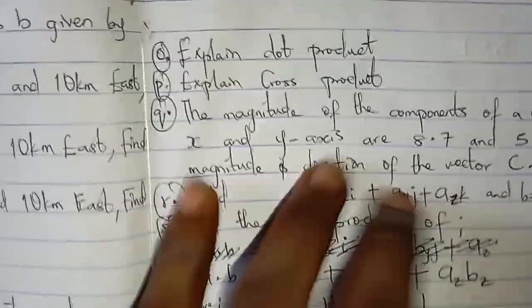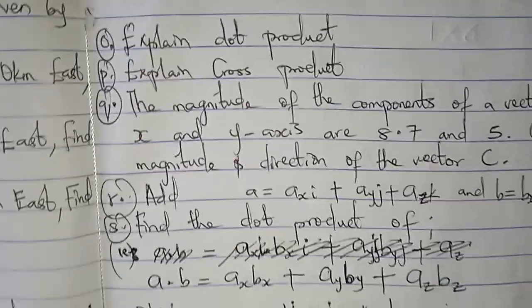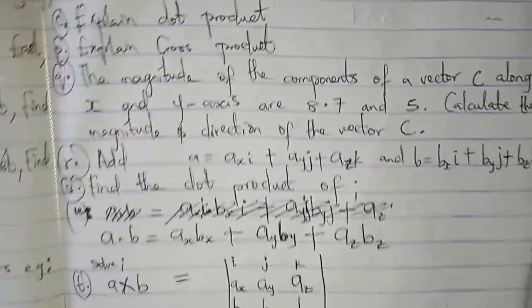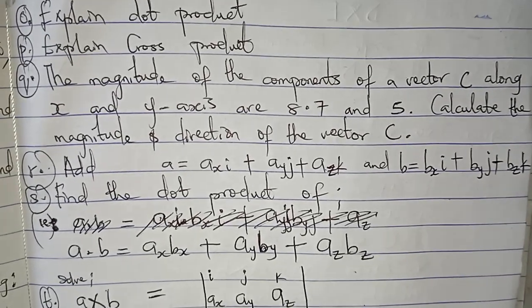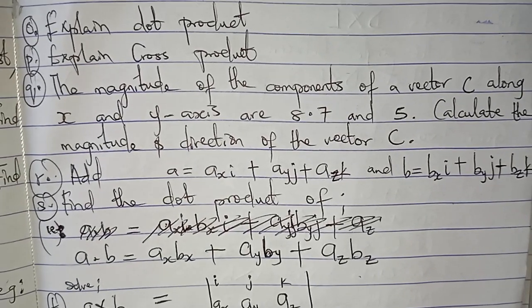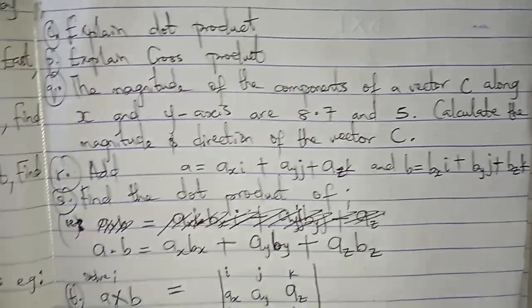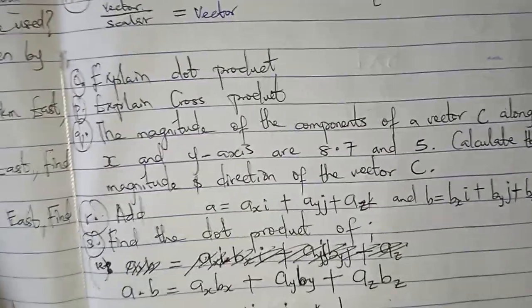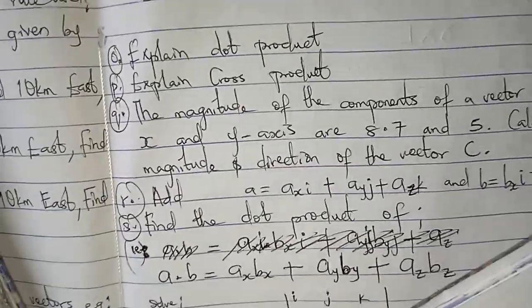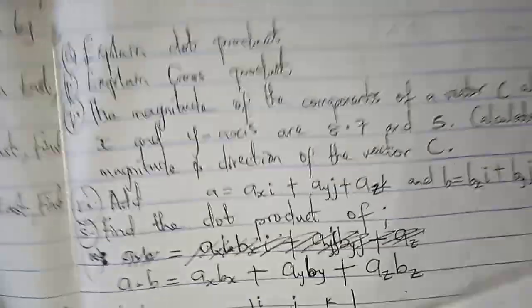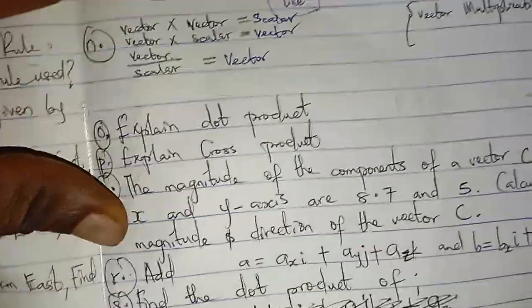So let's look at a question here. Question: the magnitudes of the components of a vector C along x and y are 8.7 and 5. Calculate the magnitude and direction of the vector C. Let's just write it out. When a question is given, it might be hard to understand, but just leave the English, do the interpretation, and see what you have. The magnitude of the components, and you know what magnitude means.